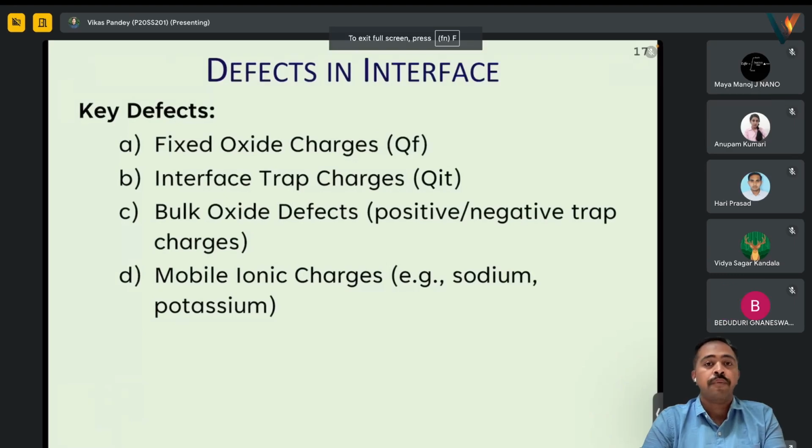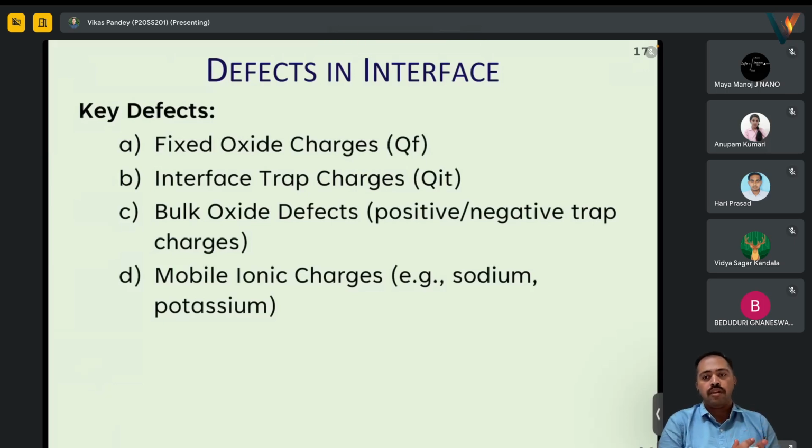Okay, now let's come to defects in interface. Am I audible? Yes, sir.